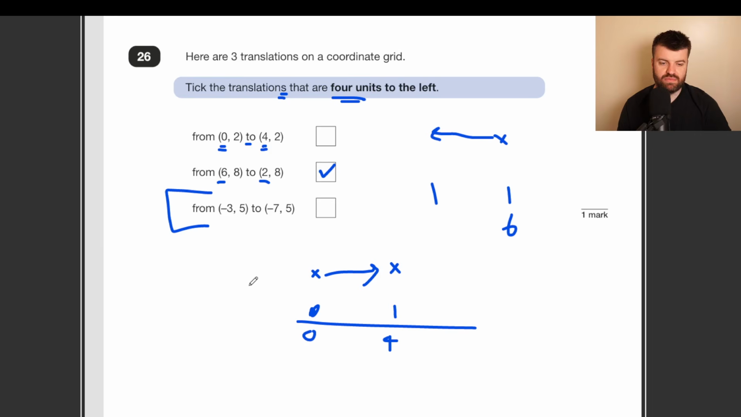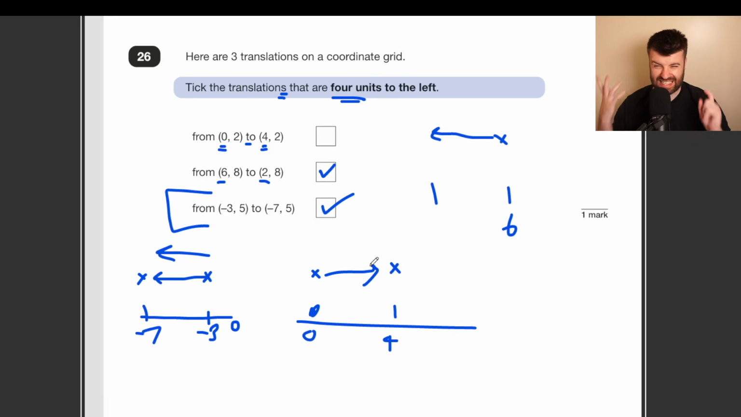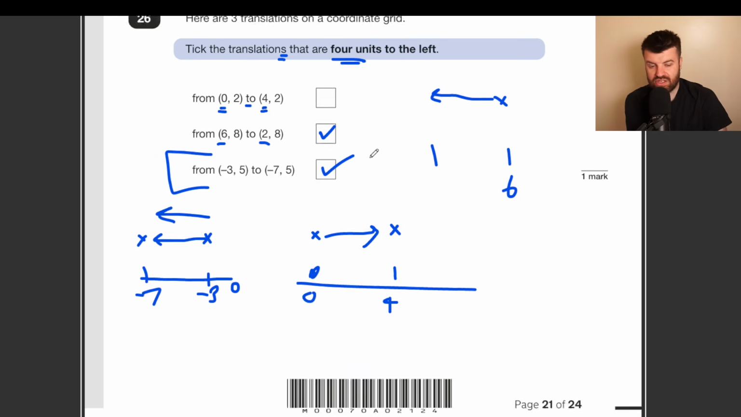Minus 3 to minus 7. Think of the x-axis again. If this is 0, minus 3 is here. Minus 7 is there. We're going to go from minus 3 across to minus 7. That is a movement left. So it's the bottom one as well. You had to get both just to get the mark. Second to last question, so it was tricky.